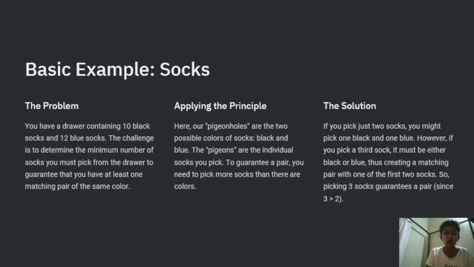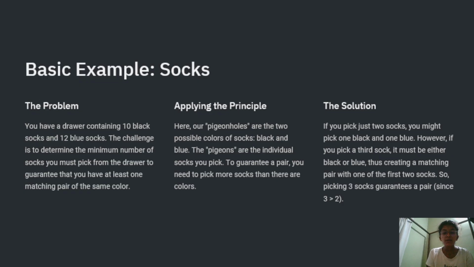In socks, you have the problem. Let us discuss the problem, applying the principle, and how we conclude the solution. The problem: you have a drawer containing 10 black socks and 12 blue socks. The challenge is to determine the minimum number of socks you must pick from the drawer to guarantee that you have at least one matching pair of the same color.